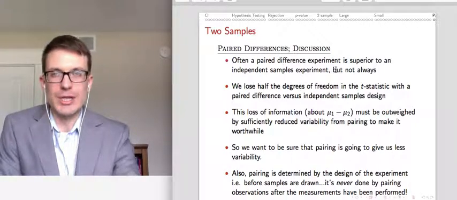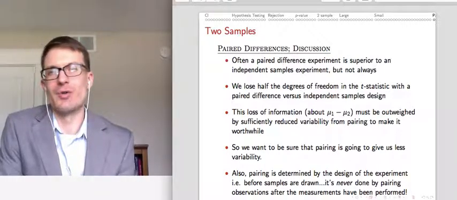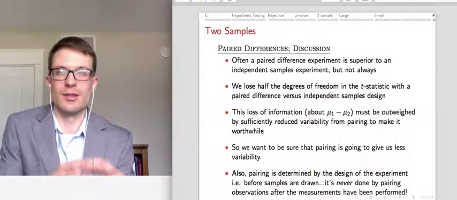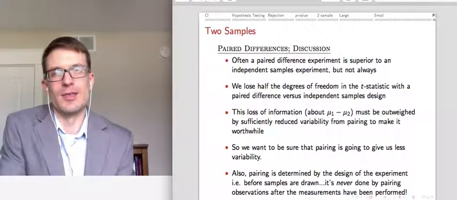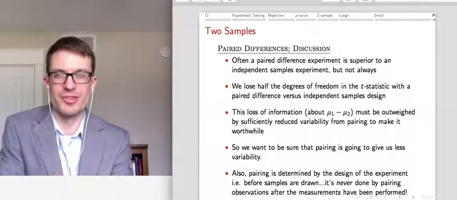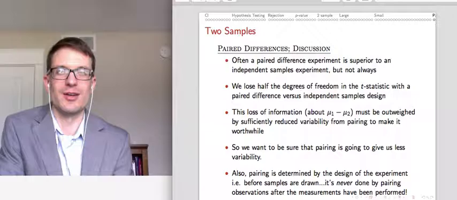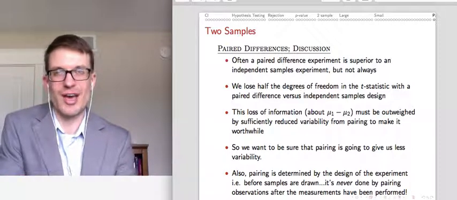Ultimately we need to ask ourselves whether pairing would or would not reduce the variability that we're going to be seeing. And lastly, an important note: this determination needs to be done before you draw the samples. It's a feature of the design of the experiment rather than something the researcher would decide after the fact.